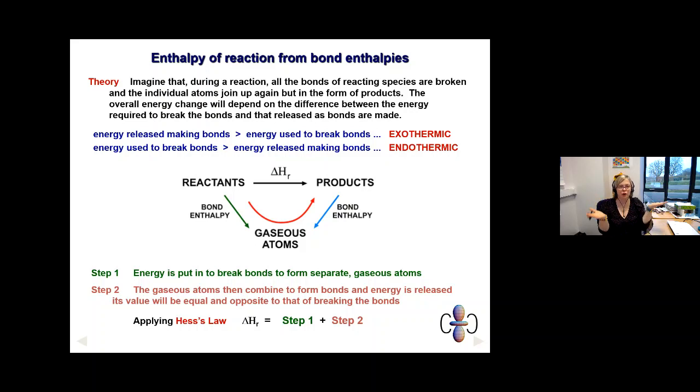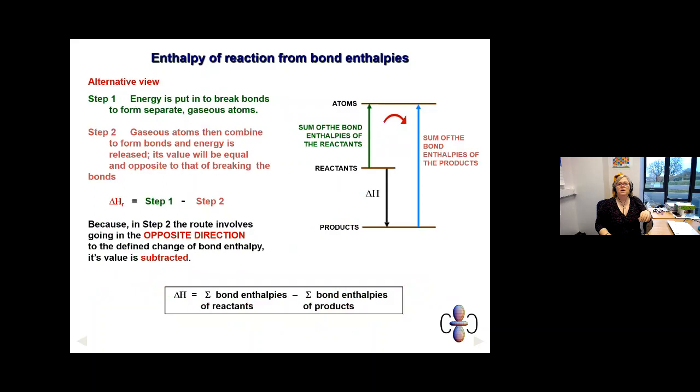So it's this balance of looking at, what do I need most for? Do I get enough energy back by remaking the products? And if so, it's exothermic. Or do I not quite have enough energy repaid when new bonds are made, making it an endothermic reaction? Okay. So enthalpy of reaction from bond enthalpies then.